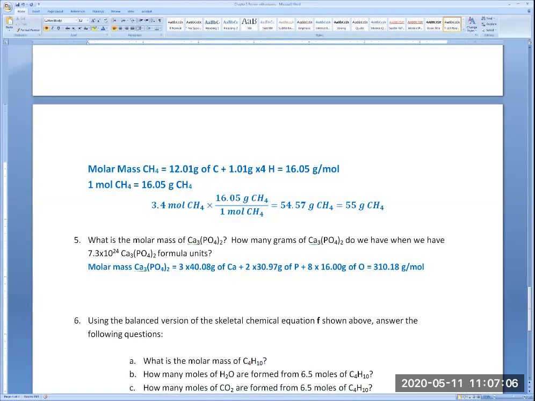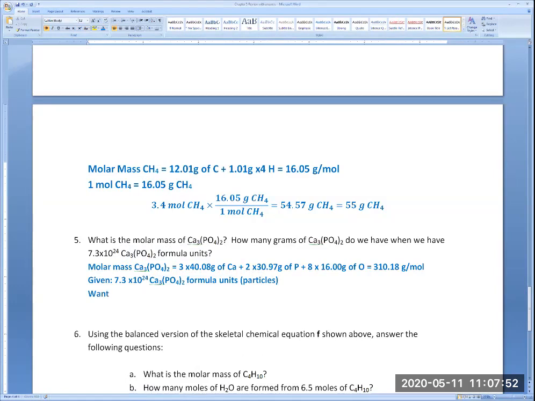So how many grams of Ca3(PO4)2 do we have when we have 7.3 times 10 to the 24th? That's our given. It's the amount of formula units, or you can see them as particles. I will copy that, because formula units you can also see as particles. Particles of Ca3(PO4)2. So we have this number of particles or formula units, and what do we want? How many grams of Ca3(PO4)2. So we want to know what is the mass of this amount of particles.